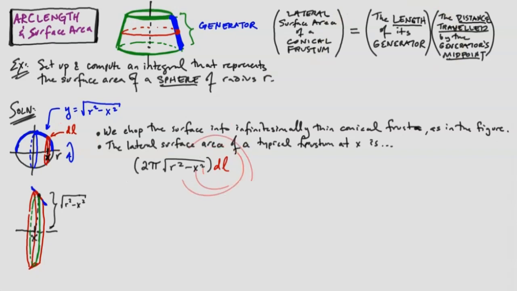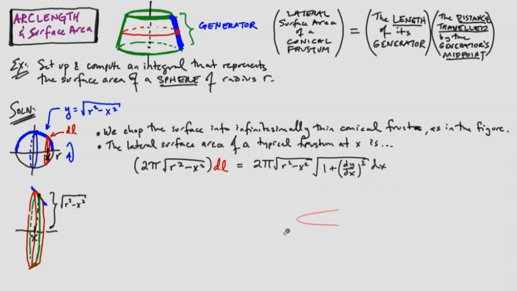Now dl, you should be able to explain using that differential triangle, has a nicer form that is going to be good for us if we want to ultimately integrate with respect to x. I'm not going to rederive it for a third time here, so I will just write it down all at once. It's the square root of 1 plus the square of dy dx times dx. Okay, so don't get lost. What is all this junk? This is a representation of the lateral surface area of a typical frustum at x.